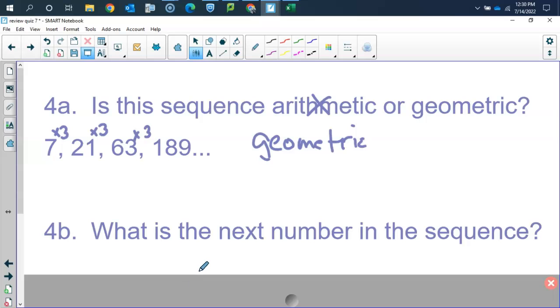4b, what would the next number be in the sequence? Go. Well, to find the next number in the sequence, I'm going to multiply 189 times 3, and I get 567. And then you could keep going on and on if you need to.